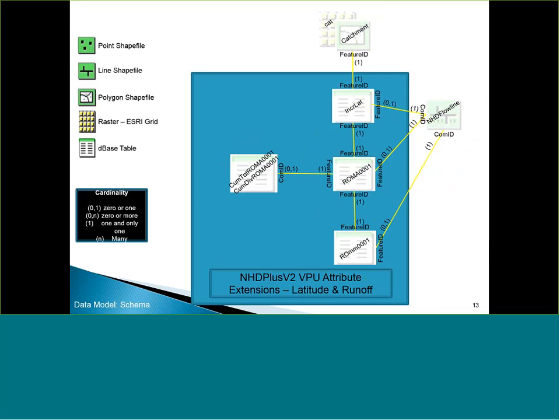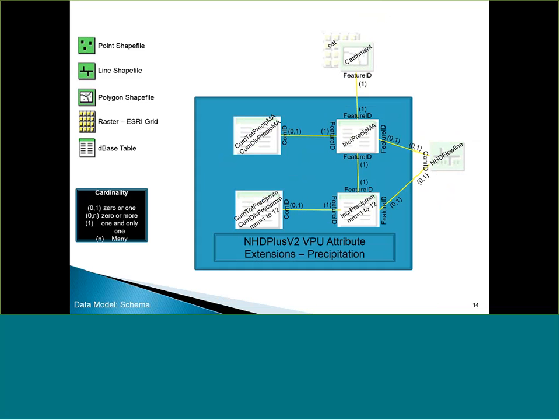This is a diagram of part 1 of 3 of the VPU extensions component. This extension contains the runoff and latitude attributes for NHD Plus catchments. This is a diagram of part 2 of 3 of the VPU extensions component. This extension contains the mean annual and mean monthly precipitation attributes for the NHD Plus catchments.